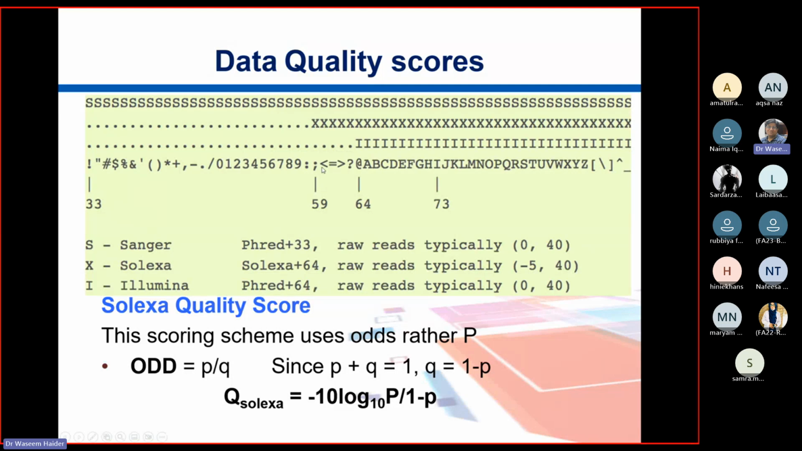So if you see 59 in Solexa, that's -5, 64 in Illumina, that is your 0, right? But 64 in Sanger is quite a good score, right? So that's where that scoring scheme is important. We need to remember that, or the sequencing companies actually tell us which scoring scheme we have used. Sometimes the tools, software, are smart enough to recognize those scoring schemes themselves.